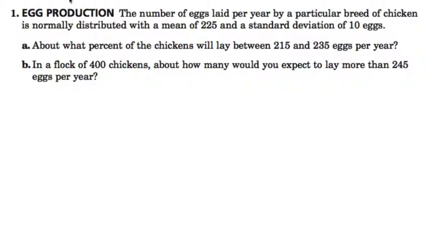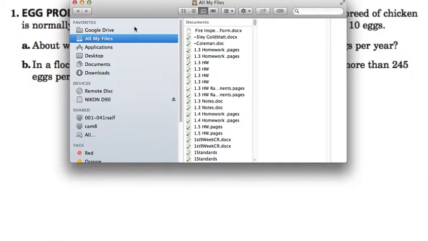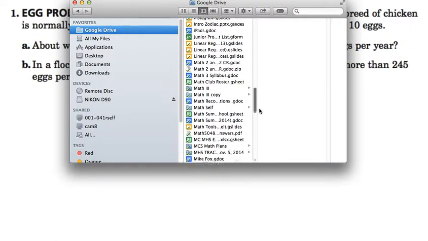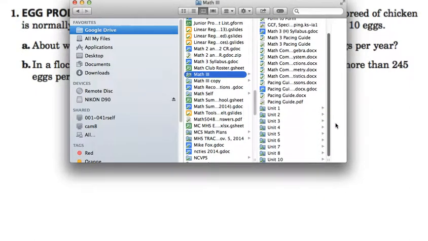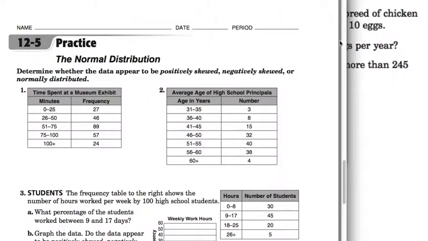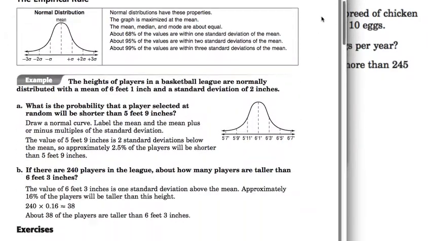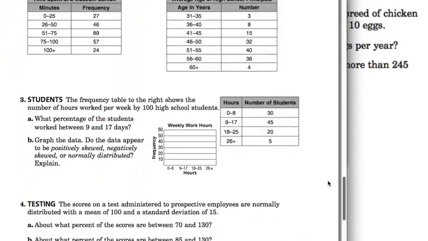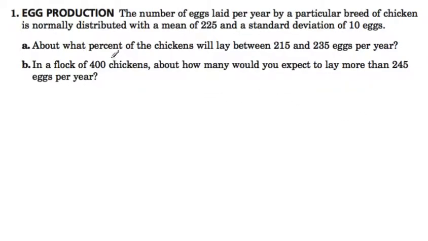All right, so the example that was on your worksheet that you did looks like this. Let me pull it up here. This worksheet is something I sent to you Friday. It had 3 pages on it. The number of eggs laid per year by a particular breed of chicken is normally distributed with the mean of 225 and the standard deviation of 10.